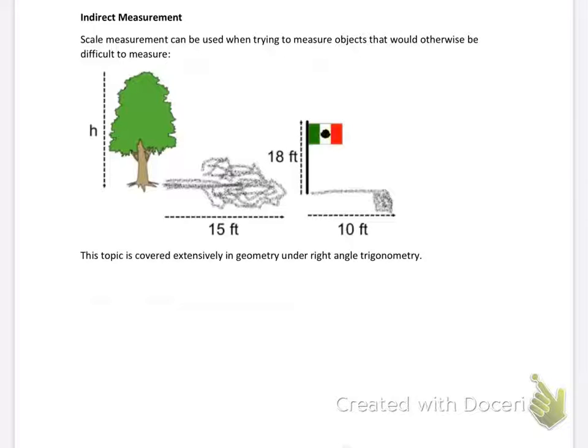Okay, indirect measurement. Indirect measurement is a nice thing about scale factors. So scale measurement can be used when trying to measure objects that would otherwise be difficult to measure. If you're going to do indirect measurement like this, you can do this because the shapes are similar. I'll go back over some of the geometric ideas behind this. The assumption is you have a right angle between the vertical object and the ground. So that's one angle they have in common.